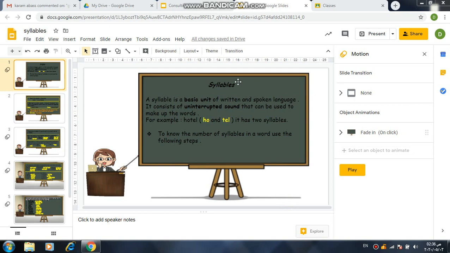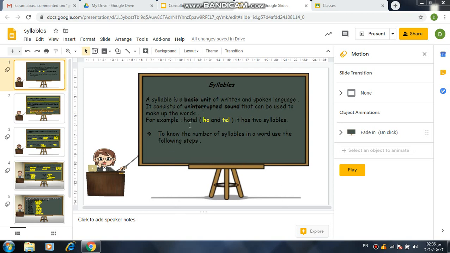Today we will start a new lesson, which is syllables. A syllable is a basic unit of written and spoken language. Syllables in Arabic means al-maqati', and it is a basic unit of written and spoken language. It consists of uninterrupted sound that can be used to make up words. So the things that make up words are syllables.